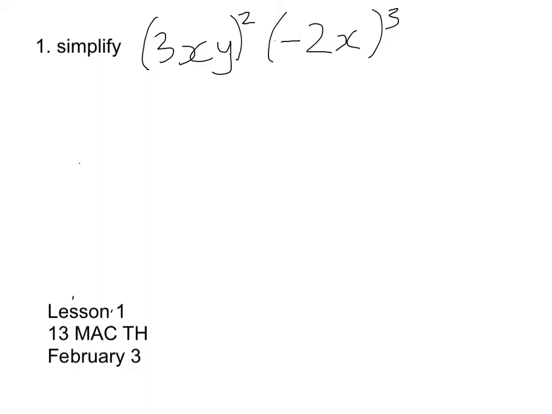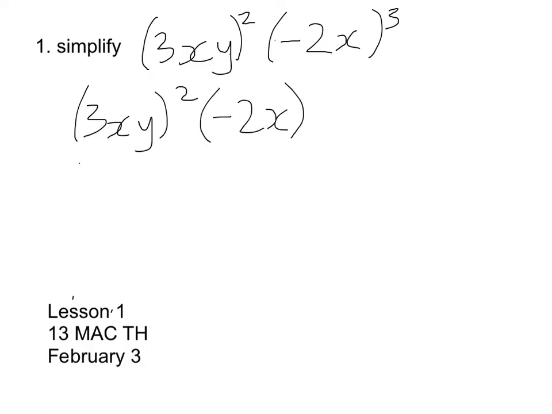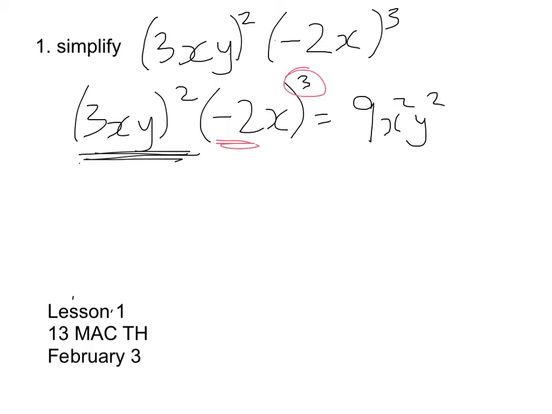Okay, so if we're simplifying this expression, I'll write it out again. So 3xy all squared multiplied by negative 2x all to the power of 3. The first thing I do is work with the first term and I get 9x squared y squared. Second term, I've got a negative 2 to the power of 3. Right, a negative number to an odd power will be negative 8 times x to the power of 3.